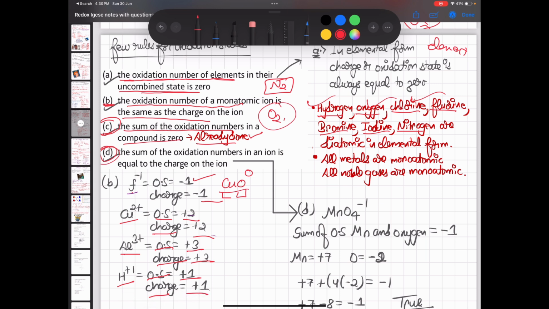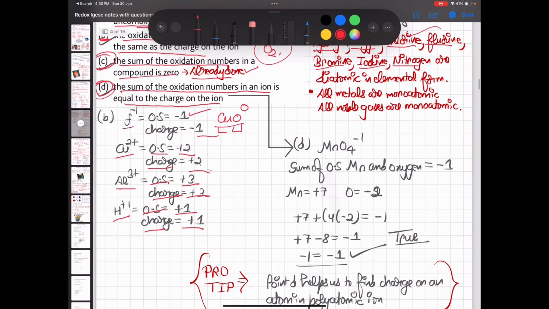Now the fourth point. Understand the fourth point carefully. The sum of oxidation numbers in an ion is equal to the charge on ion. Let's understand this with an example. Here we have this ion, MnO4 with a total charge of -1.